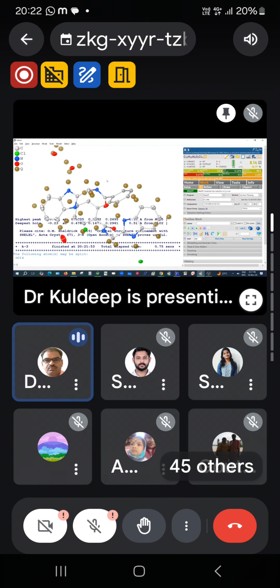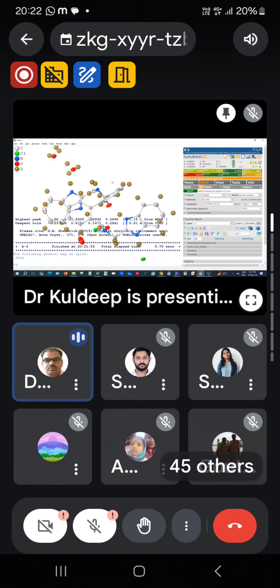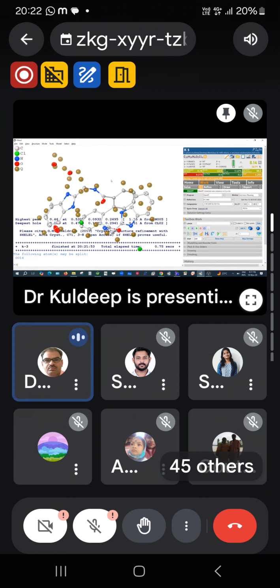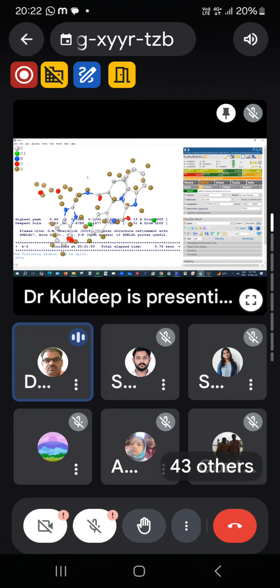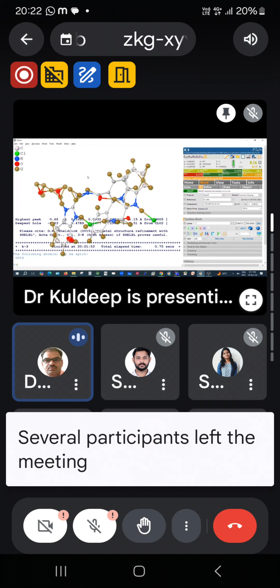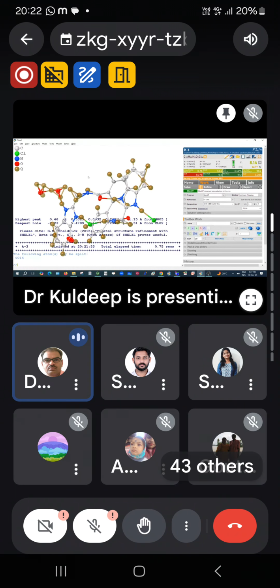Okay, so the next step is to put in the hydrogen atoms. I press Control Q, it will remove the Q peaks from here. You can always toggle between them: press Control Q a second time, it will show the peaks, then Control Q, it will disappear. In this way, you can always toggle the Q peaks.